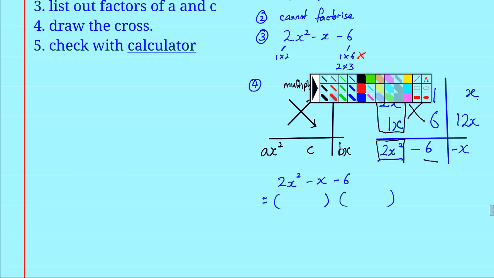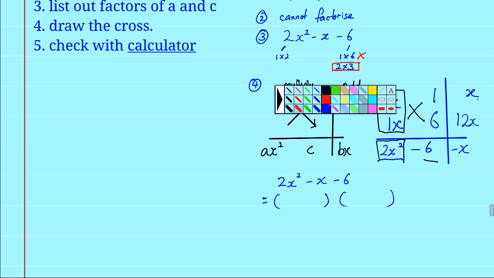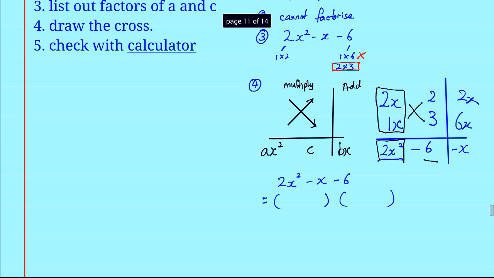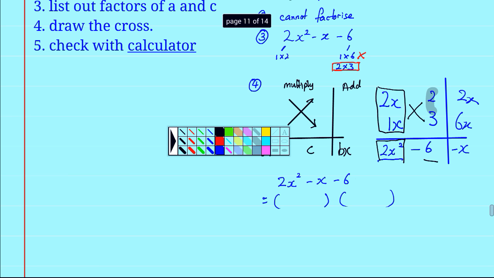Now I will look at this 2 times 3. So for 2 times 3, let me erase again. And then let me try to put 2 and 3 here. So when I multiply, I'll get 6x. I multiply, I'll get 2x. Again, 2x and 6x, there's no way I can add or subtract to get negative x. So I will again erase. And I'll switch the position. So now instead of 2, 3, I'll write 3, 2.